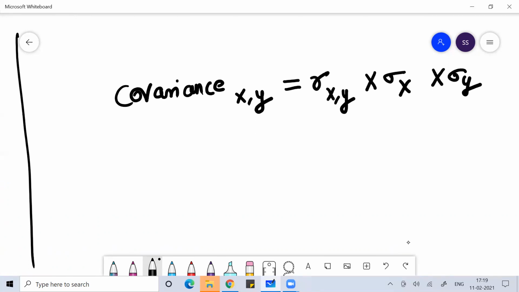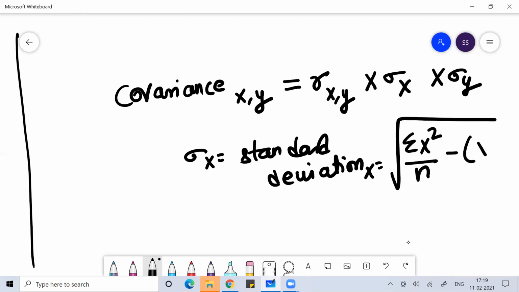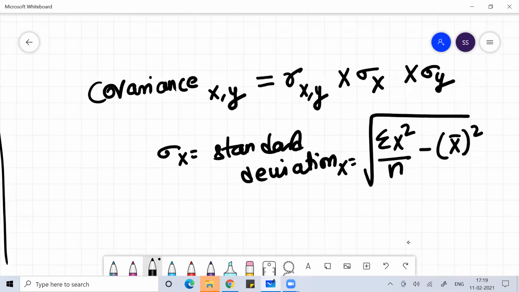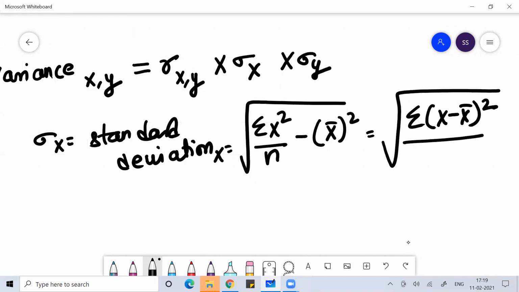Okay, so I believe everyone knows this is called standard deviation. Standard deviation is the square root of variance. So the standard deviation formula is under root of summation of x square by n minus x bar square. This is one formula of standard deviation. Another formula of standard deviation is summation of x minus x bar whole square by n, divided by n for population, or for sample you'll divide by n minus 1.